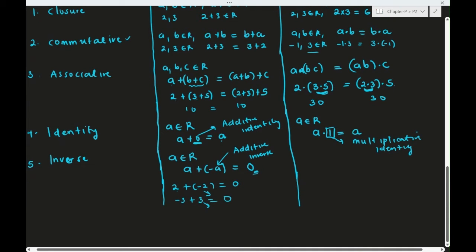Okay, now in terms of inverse here, what do we know? If you take any A in R, we take the reciprocal. You see that A multiplied by 1 over A is going to give us 1. But here we know that A should not be 0. So what does that mean? It means that 1 over A is what we call the multiplicative inverse.